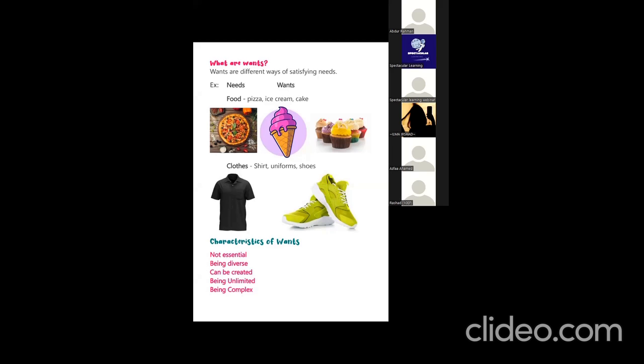Also, it's unlimited. Now, when you want to buy a mobile phone, there are different types of mobile phones, right? About thousands. There are uncountable numbers of models and brands. So wants are unlimited. Also, day by day, wants are becoming complex.